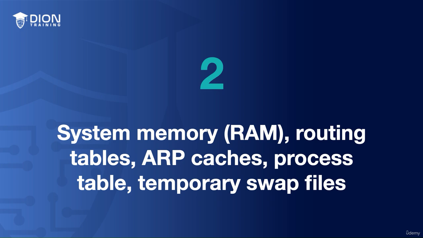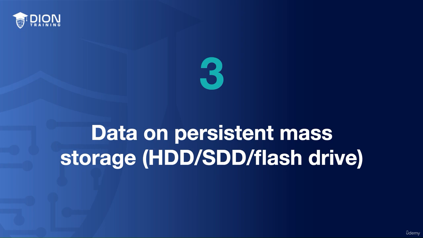Then we move on to data that's on persistent mass storage. Now, in the old days, we would just say hard drive, but nowadays, we just say mass storage because this includes our hard drive, our solid state drives, and our flash drives. All of these are persistent mass storage devices because they will retain information when you take the power away, unlike memory. But it does still change quite often as long as the computer is on and people are writing or reading to that disk.